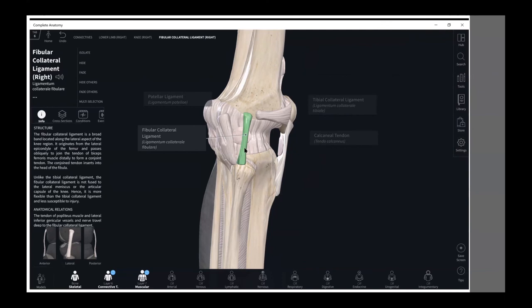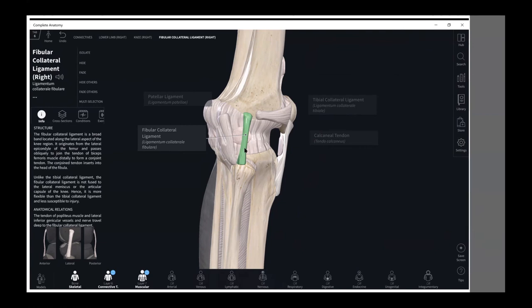Moving further laterally, the fibular or lateral collateral ligament. It's a broad band located along the lateral aspect of the knee. It originates from the lateral epicondyle of the femur, and then it passes obliquely to join the tendon of the biceps femoris muscle distally to form a conjoint tendon. The conjoint tendon inserts into the head of the fibula.